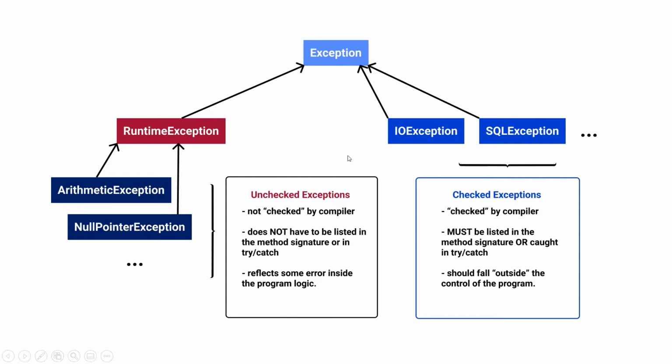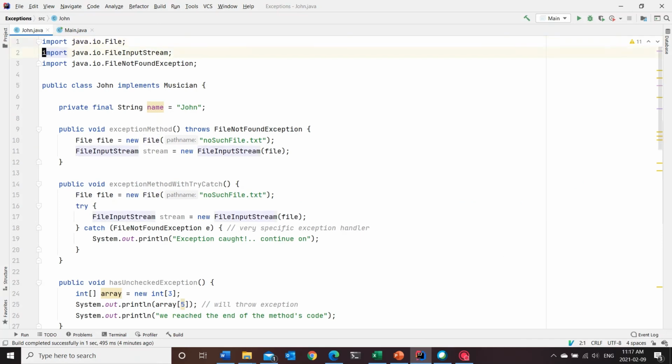So let's look at this in code. All right, let's see how quickly I can go through this. This is just a simple class. I called it John, implements musician, which isn't really important. What I want to bring your attention to is this method, exception method. This is an example of a checked exception. The file not found exception is a checked exception.